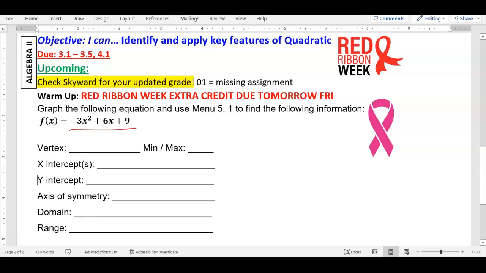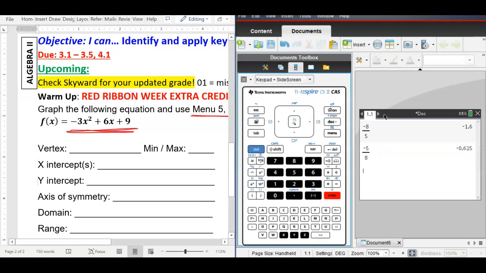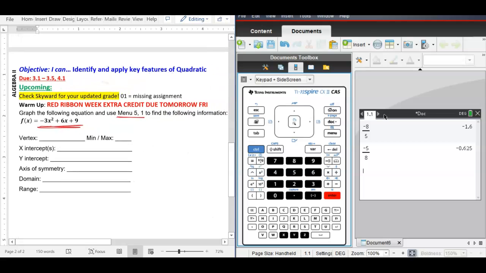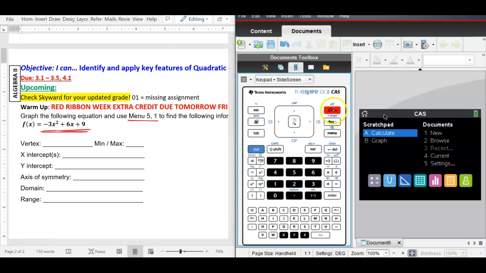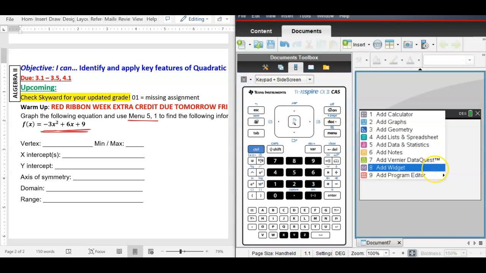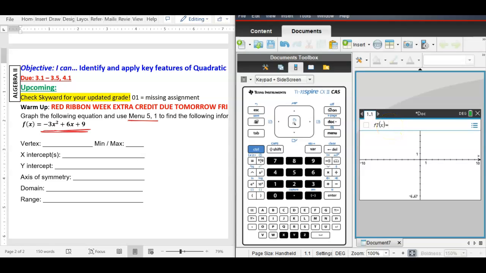You can graph this in your yellow calculators and do menu 5.1 to get these values, everything here. So let's do that. On new document number 2, sorry, don't save, and then number 2, add a graph. So everyone's been able to graph this in your yellow calculator.